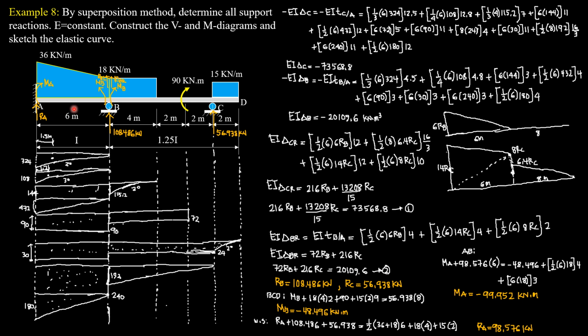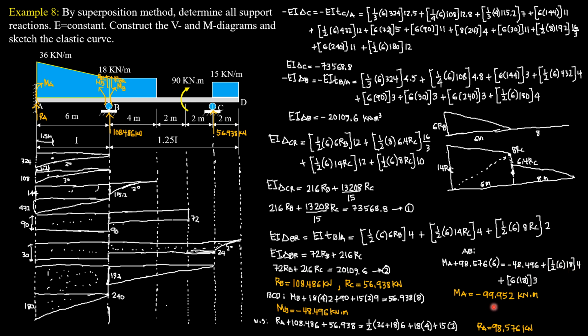Summation of moment about B equals 0, because we don't want to involve shear just to the left of B. We cannot use RB also, because we cut B and just to the left. So RA is involved. So we have MA plus RA times 6, 98.576 times 6, is equal to the moment at B, which is negative 48.496, plus the moment of this rectangular load, 18 times 6 times 3, plus the moment of the triangular load, 1/2 of 6 times 18 times 2/3 of 6, which is 4.